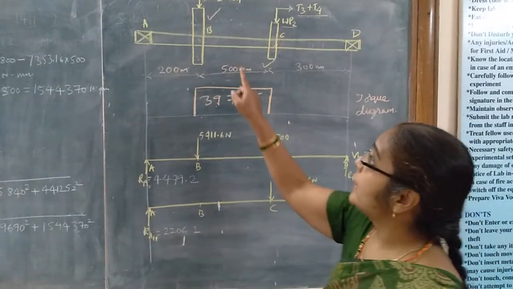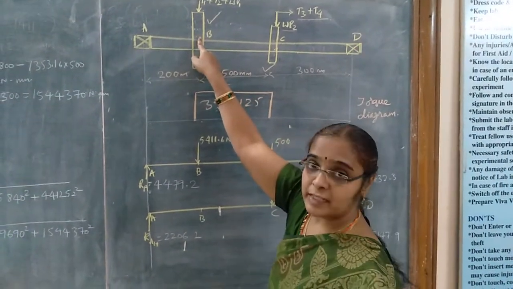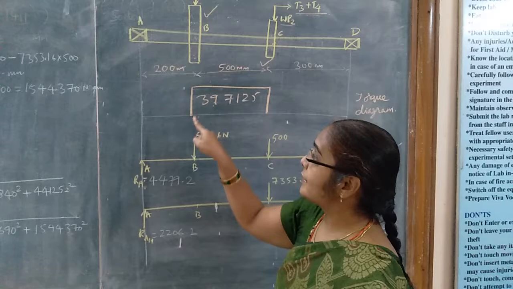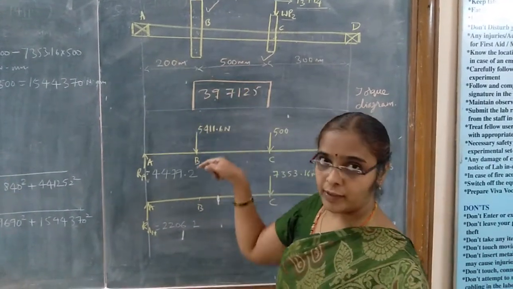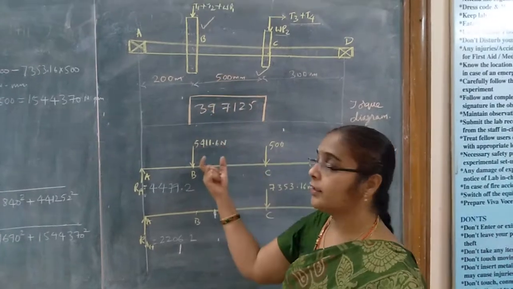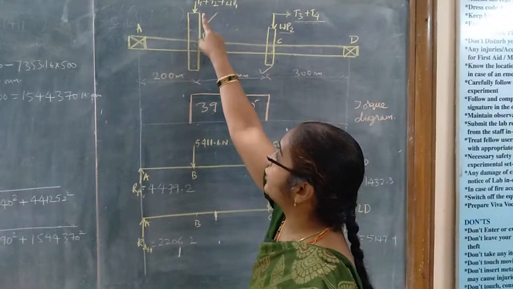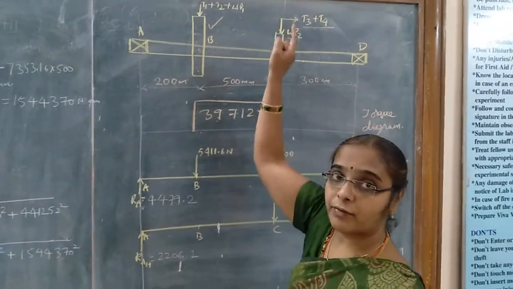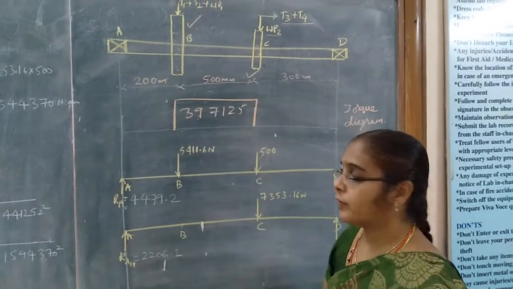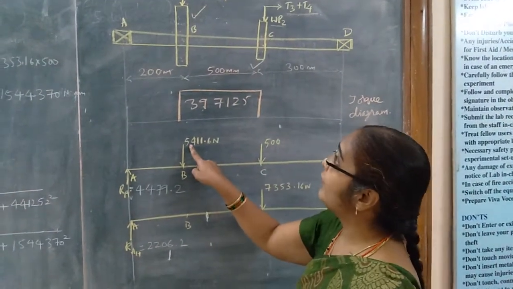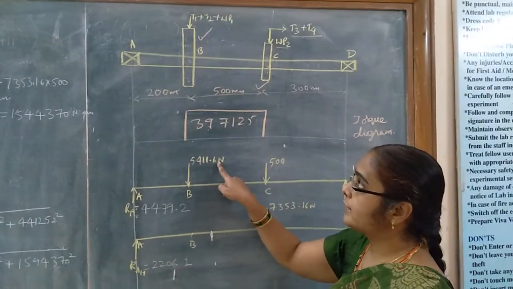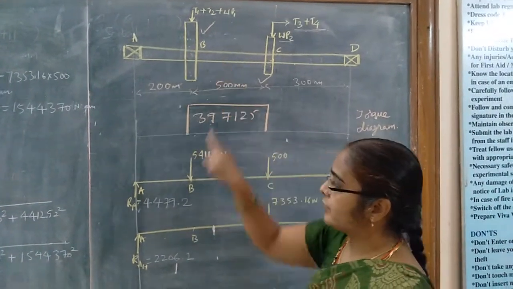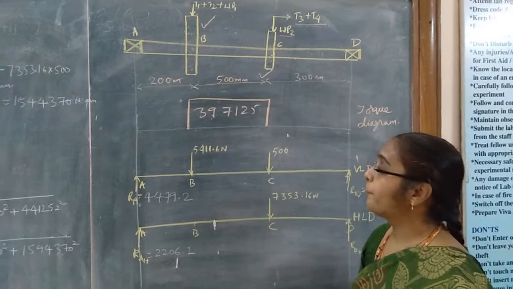So this is the pulley which is transmitting the power to another pulley just below it, hence the tension will be acting in the downward direction. I added up the tension T1 plus T2 and the weight of the pulley, which is also acting downwards. So the summation of T1 plus T2 plus WP1 is 5411.6, which is acting at point B. So I have shown it at B.